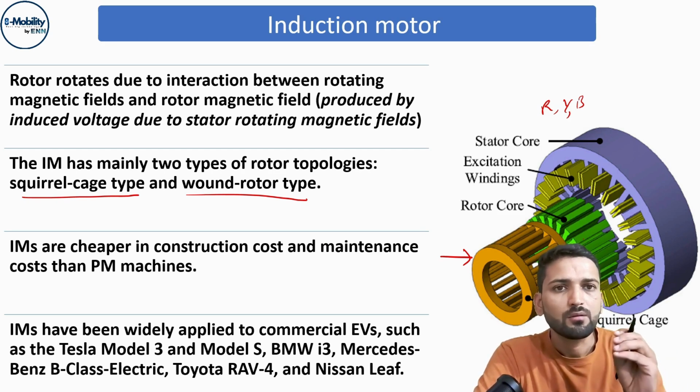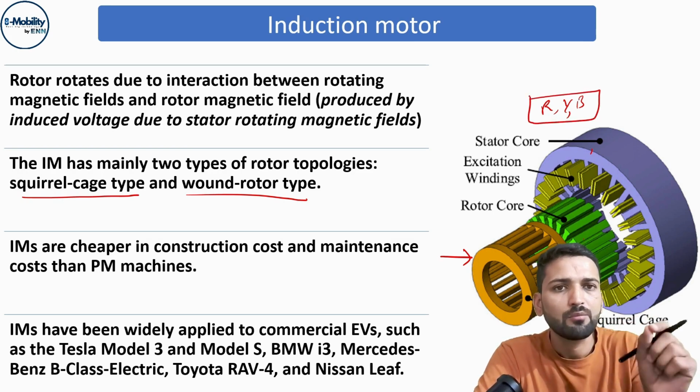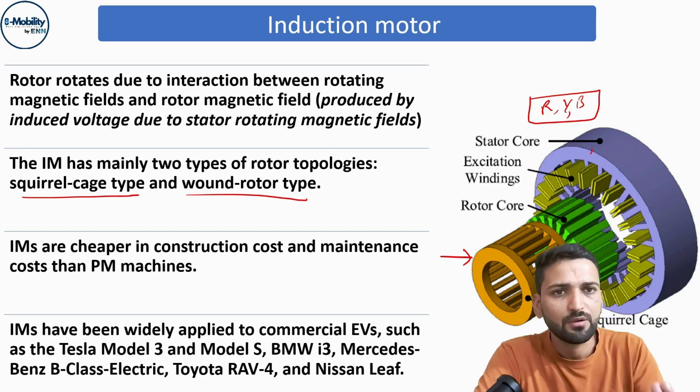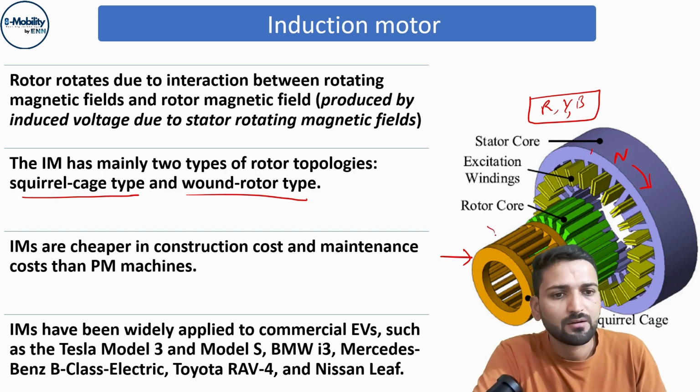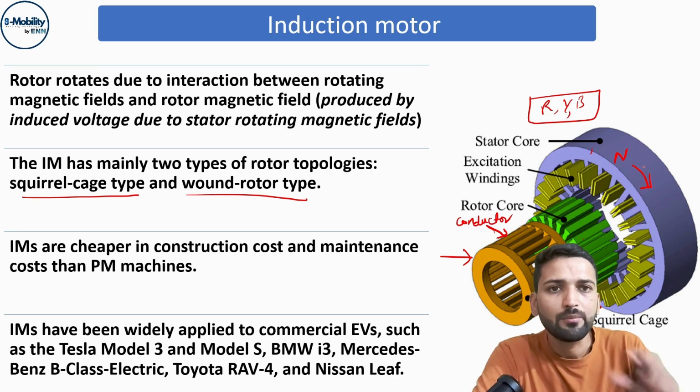So what is the main fundamental of working? In the stator, the rotating magnetic field is generated due to interaction of these three waveforms, the R, Y, B phase. Whenever the three phase is given, there is a rotating magnetic field. A north might be rotating like this and the south on the opposite side. When this rotating magnetic field cuts these conductors, there is an induced EMF.